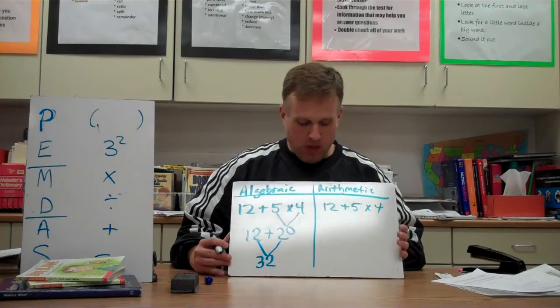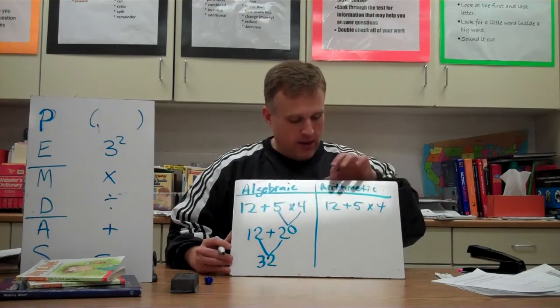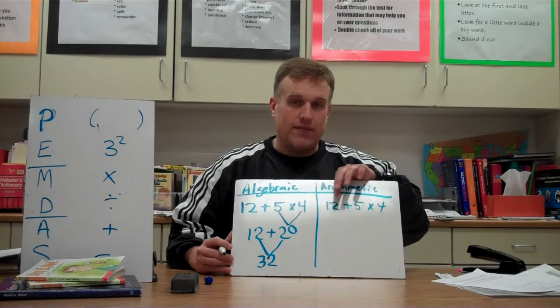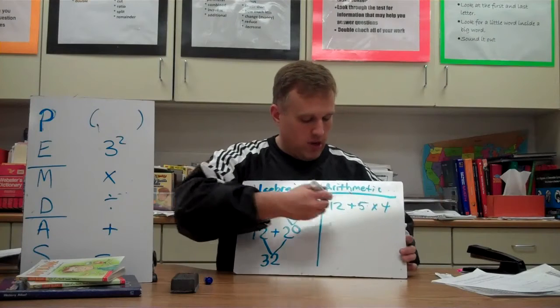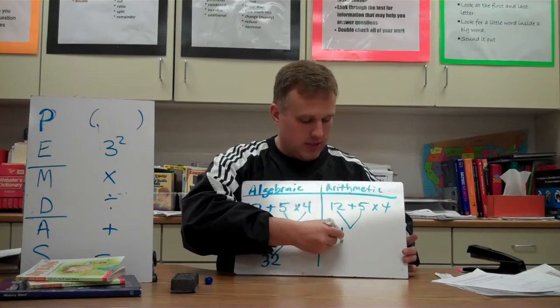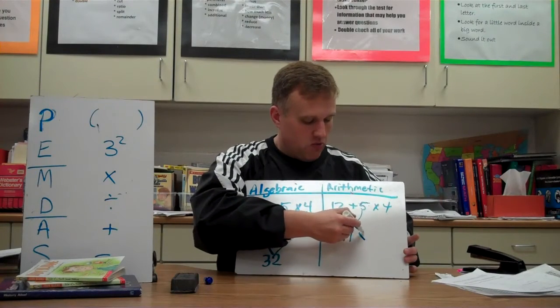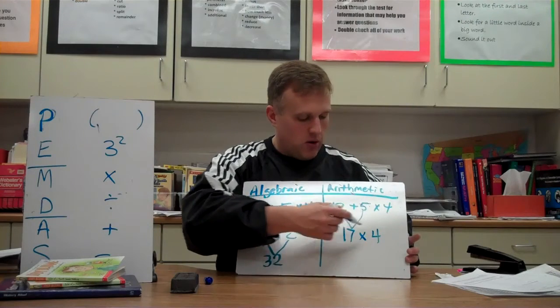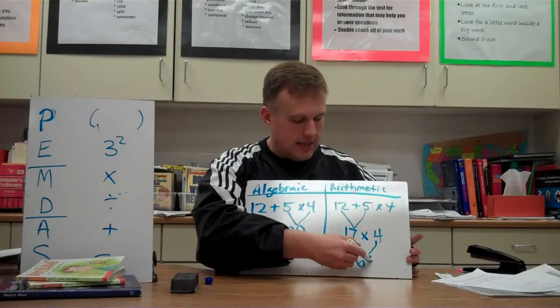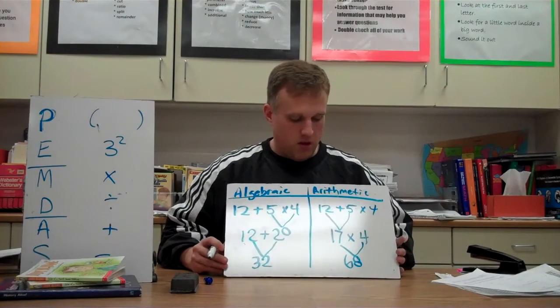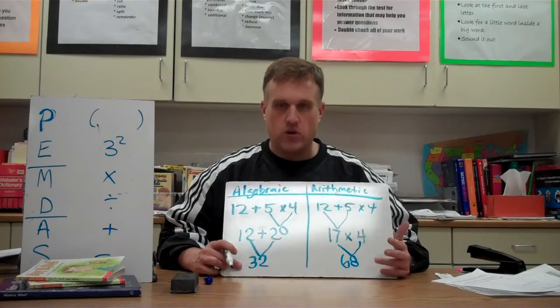Okay? Now, using the arithmetic way, again, solving it going left to right no matter what operation is first. So we just go left to right. So I do 12 plus 5 first, which is 17. Rewrite my problem. So now I have 17 times 4, and that gives me 68. Okay? So we have 68 and 32.